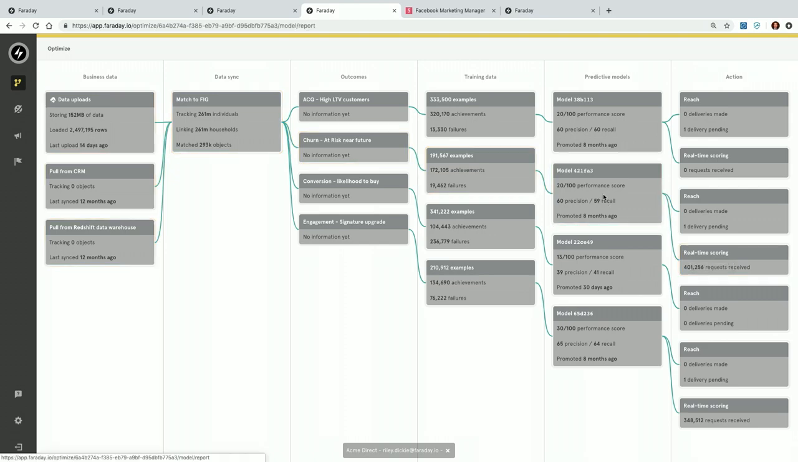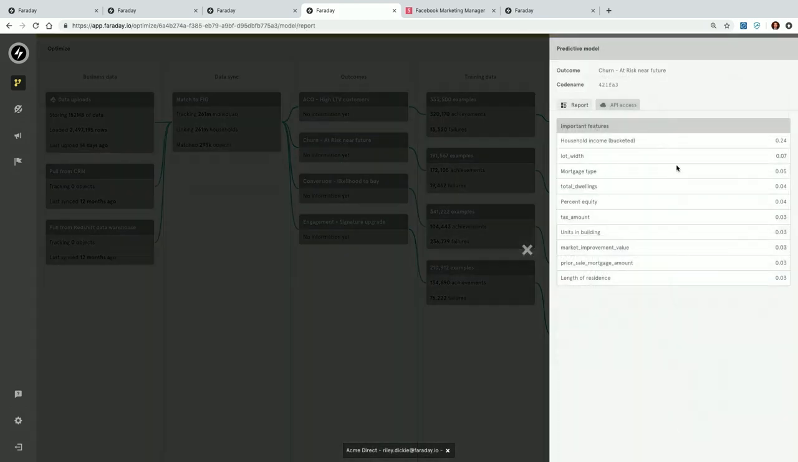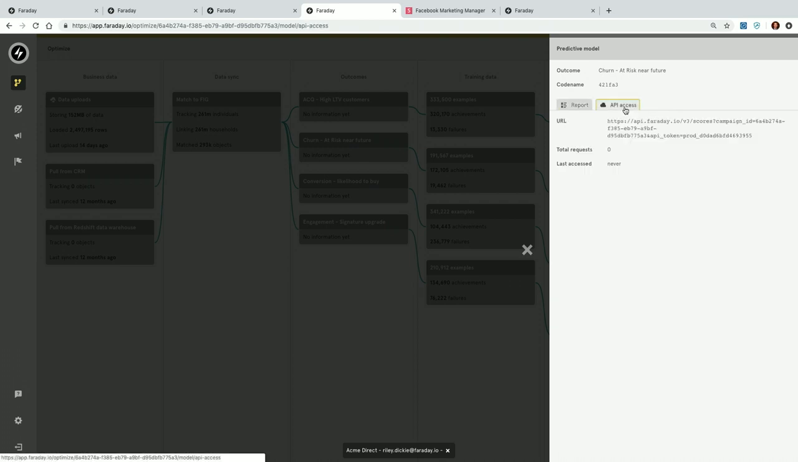If we click in on that model, you're going to see exactly what is being used to predict that as far as feature perspective from the data. It gives you full transparency into what we're doing. It also allows you to see the API and how many times a day it's being called.